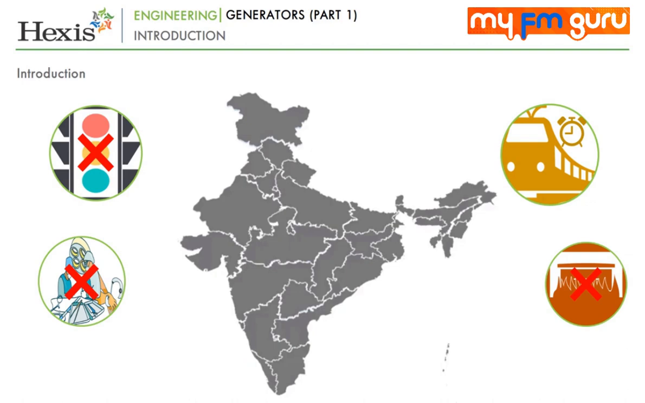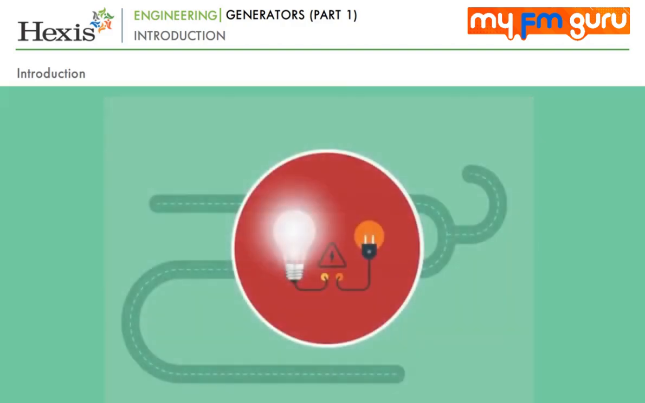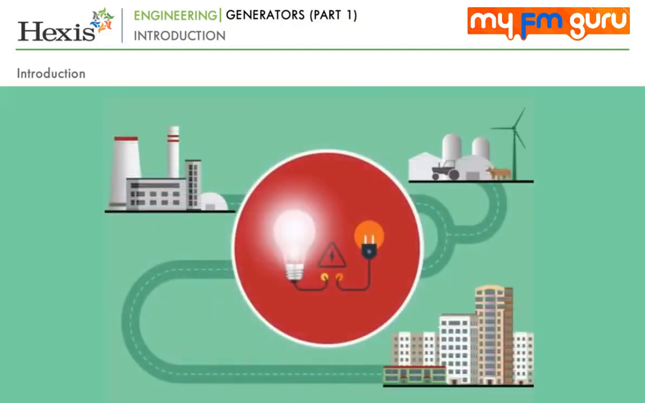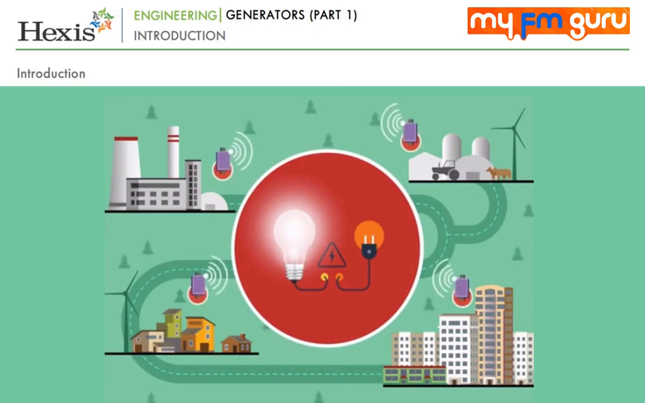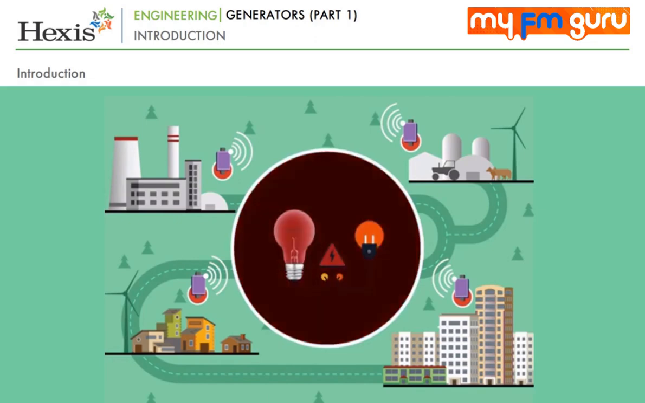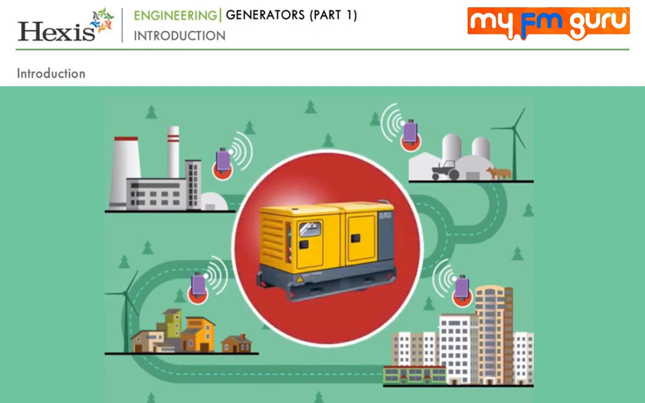Such is the importance of electricity in our lives. We are dependent on electricity for our day-to-day activities. We can't imagine even a day of our lives without electricity. But as we all know, a power outage is a common problem in India, and we can't always depend on our regular power supply for our daily operations. That is why we use generators.